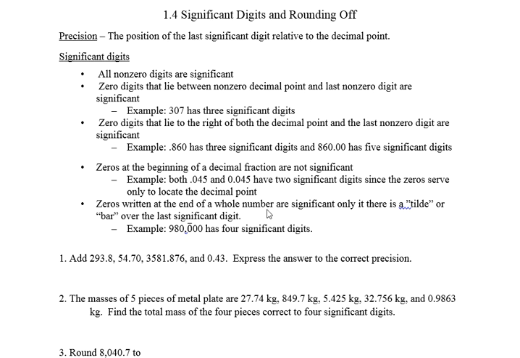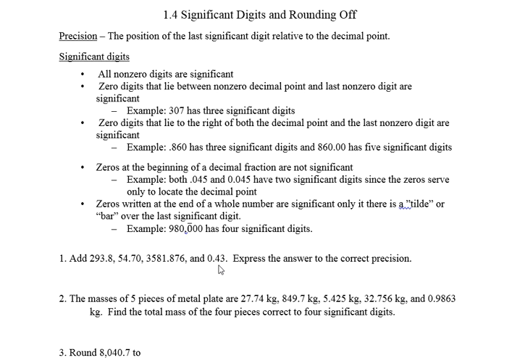Zeros written at the end of a whole number are significant if you put a tilde or a bar over them. So this second 0 here, as we move to the right, has a bar over it, making it significant, which then makes the 0 in front of it significant because it lies between two significant numbers. So the 9, the 8, the first 0, and the second 0 are all significant, giving us 4.